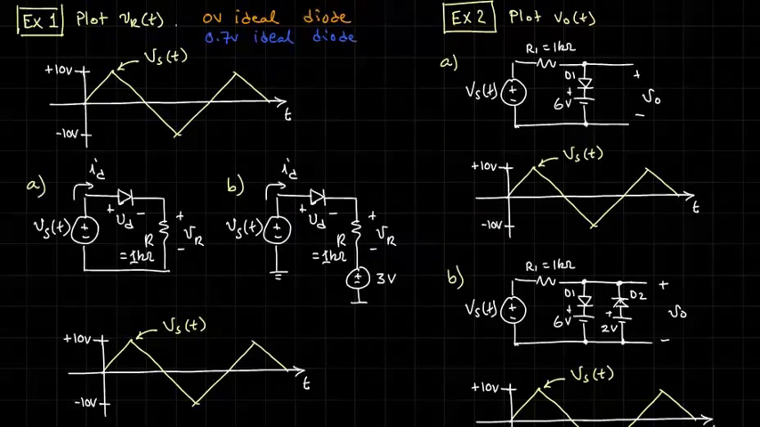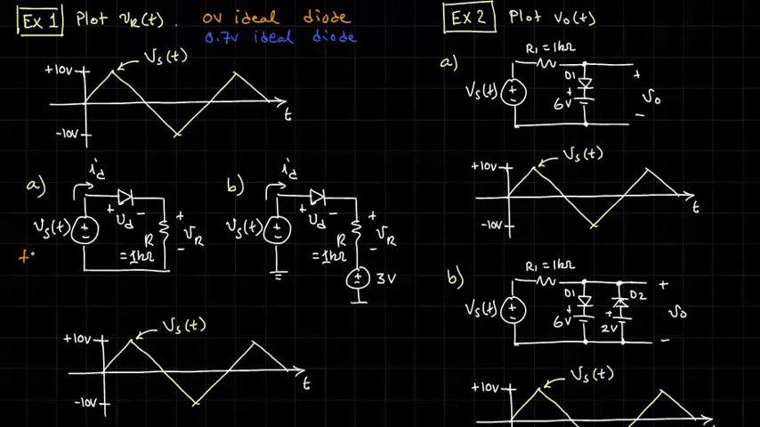Okay, so if we assume that it's a 0 volt diode when it's on, then all we really need to do is figure out whether the diode is going to be on or off. And this is where we use a method called a solution by assumed state. So what you do is you want to pick some condition. In this case, let's pick Vs equal to plus 10 volts.